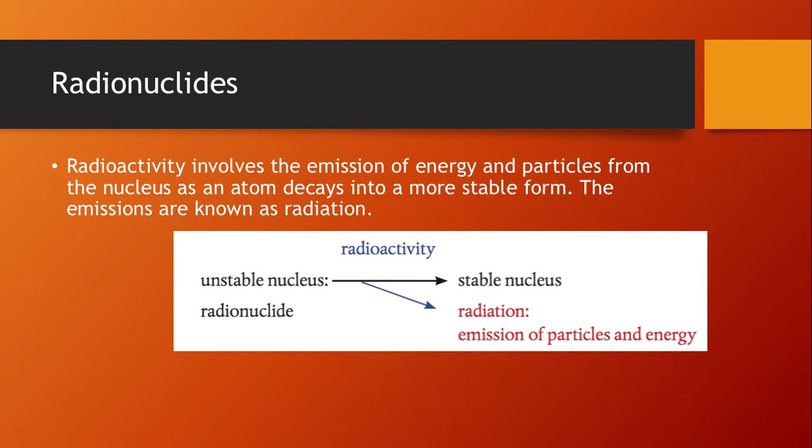So radioactivity involves the emission of energy and particles from the nucleus as an atom decays into a more stable form. The emissions are known as radiation. So as the unstable nucleus decays, some radiation will be emitted in the form of particles and energy, and then you'll have your stable nucleus left over. Now, as this occurs, it may occur in one step, or it may be a series of steps until you get to a more stable nucleus.